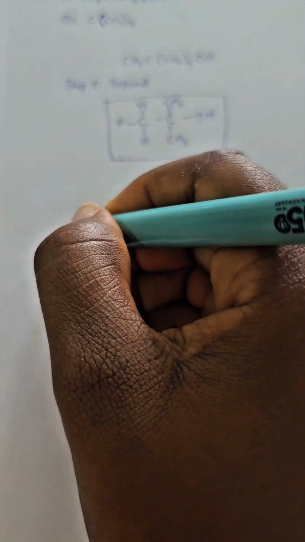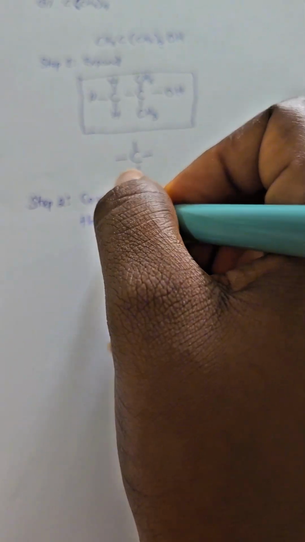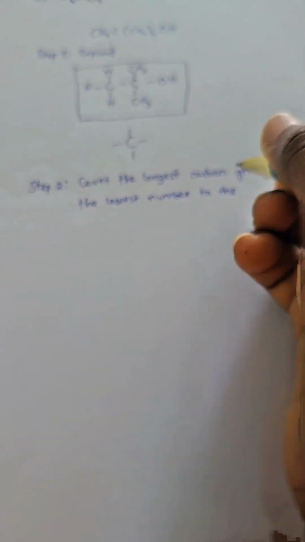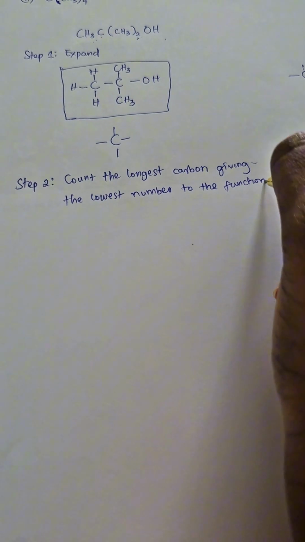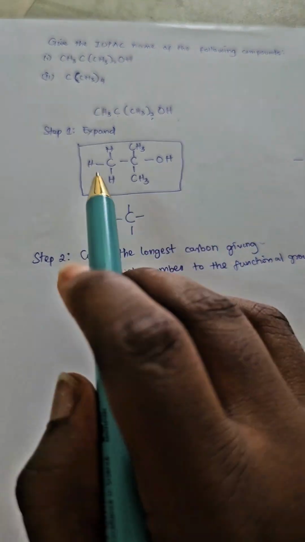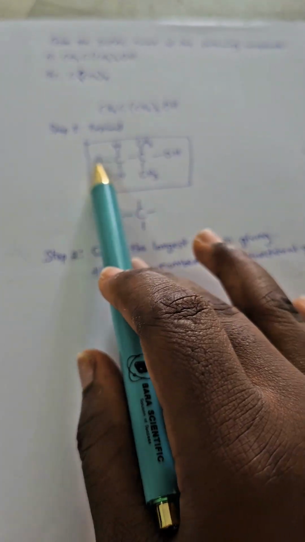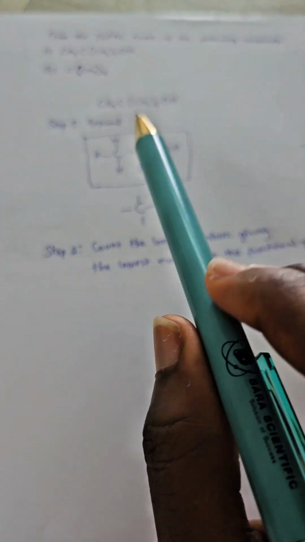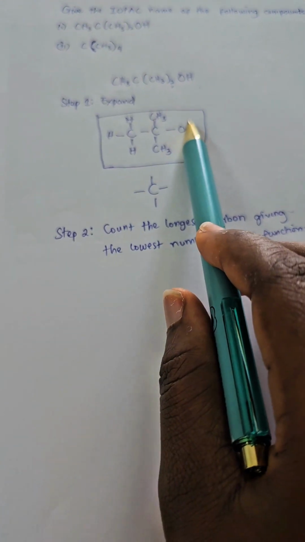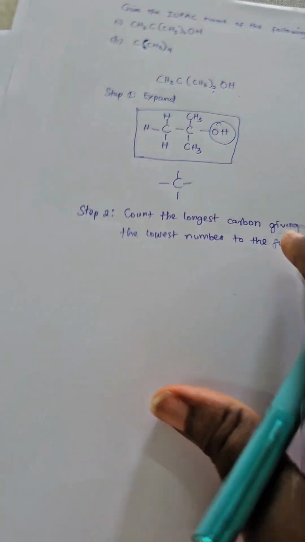So in naming this, step 2 is to count the longest carbon chain, giving the lowest number to the functional group. So the next thing you have to do is count the longest carbon chain, but whatever direction you count, the one that you would eventually choose should be the one which gives the functional group the lowest number. In this case, OH is the functional group, right? So let us start counting.